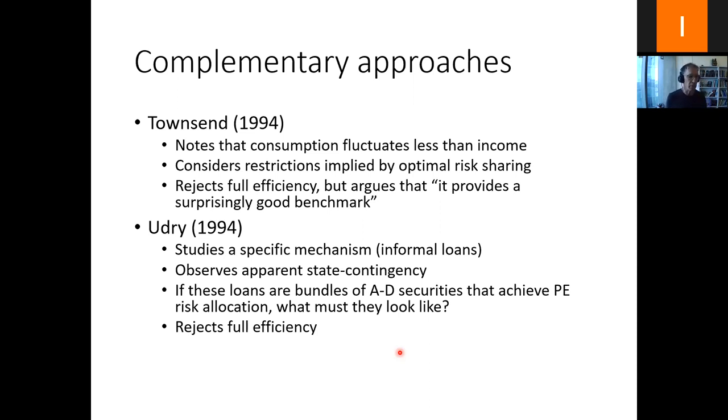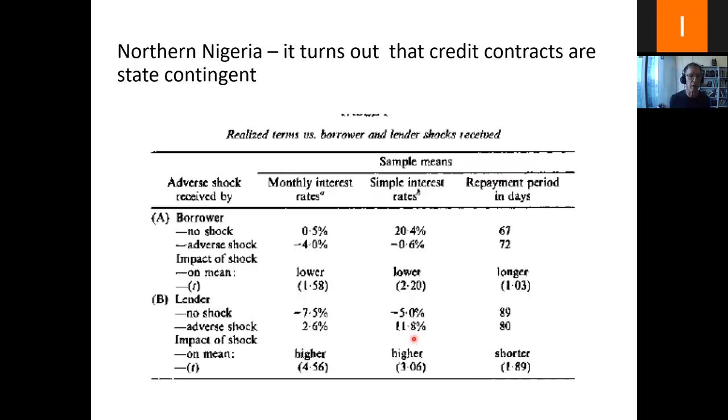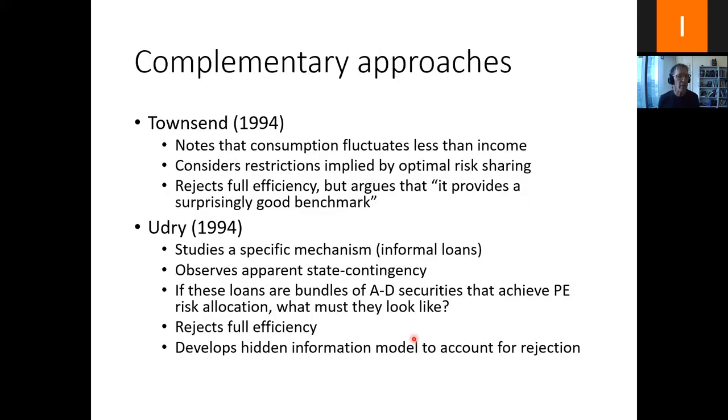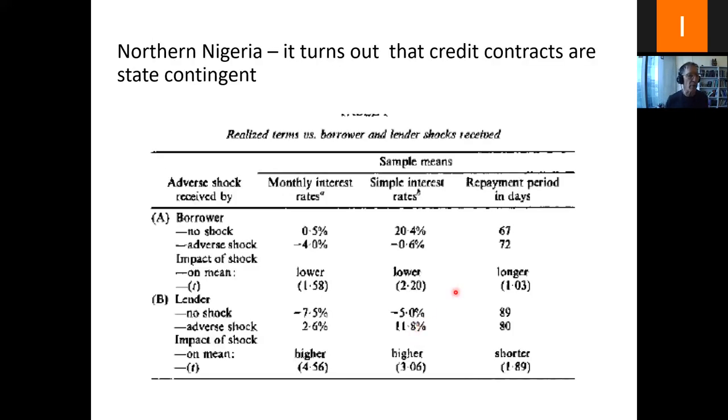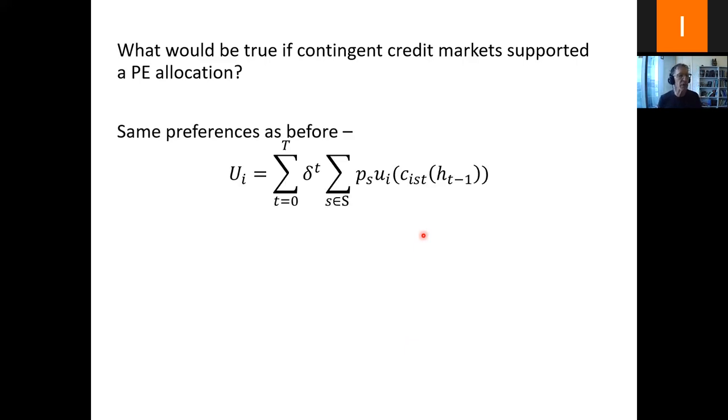And I also reject full efficiency. And then I develop a hidden information model to account for that rejection. Okay, so what would be true if these loans actually supported a Pareto efficient allocation of risk? Well, we could use the same kind of preferences as Townsend does.